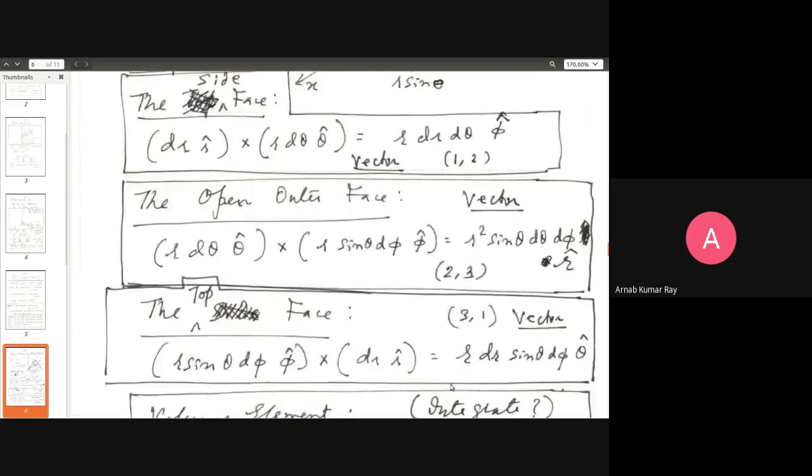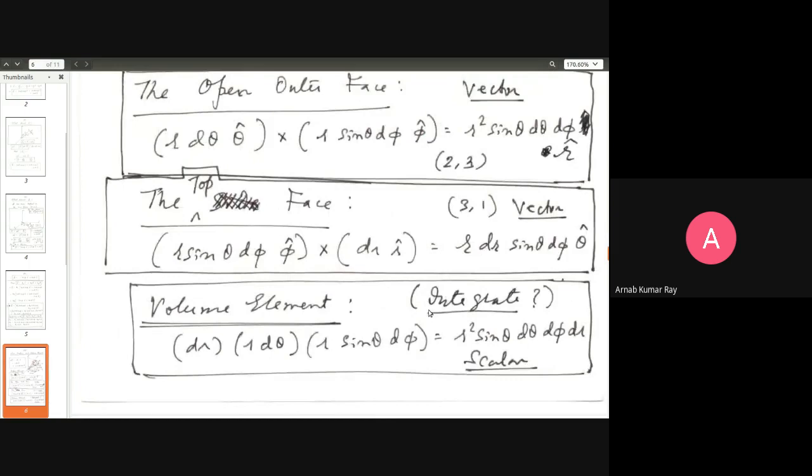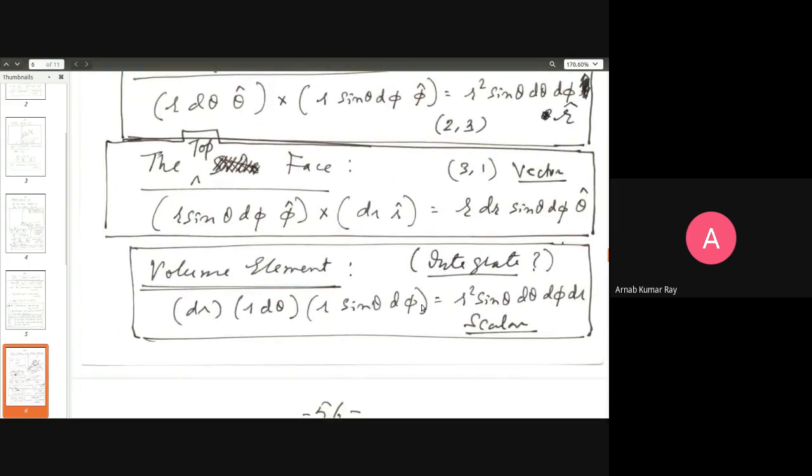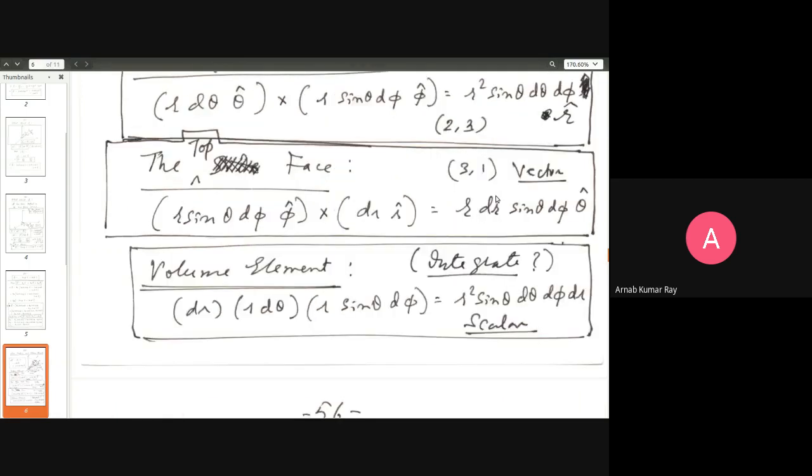So remember, this open outer face is very important, and this volume element is very important, because those are the two things we shall be using. When you do Gauss divergence theorem, you will have to carry out the volume integral d tau over the divergence. So d tau, the volume element, will be this.